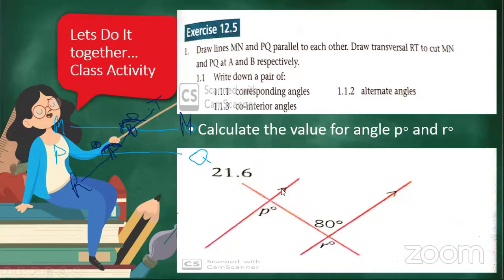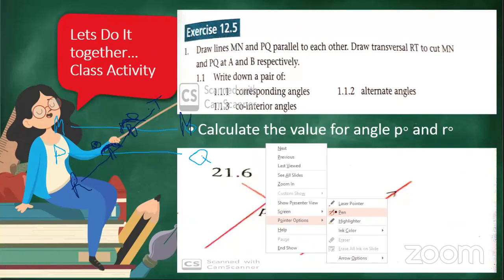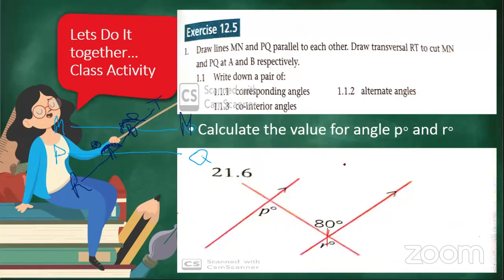Okay, guys. So I said that R equals 80 degrees, and our reason is they are vertically opposite. That's the reason why R equals 80 degrees. Vertically opposite.